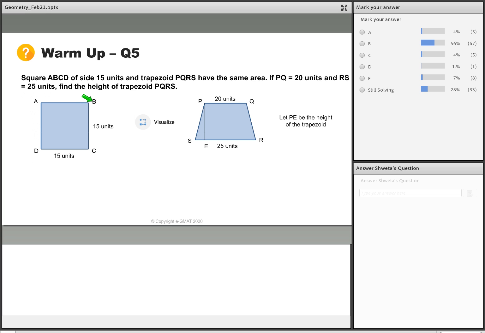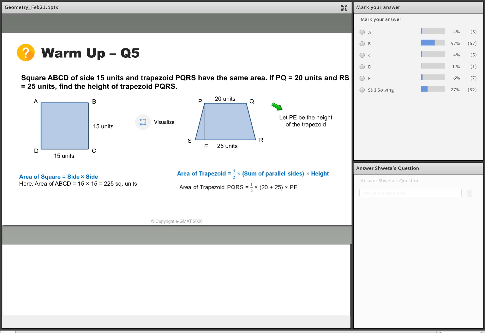Okay, let me just draw all of this. Look here. This is the square ABCD, side 15. This is the trapezoid PQRS. PQ was 20, RS was 25, and the height PE is what we have to find out, right? Now let's see. We already know that the areas are equal, so we first have to find the areas for both of them and then we'll equate them. Area of a square is side times side. Well, this is not any different from what you had for rectangles. In case you're wondering, we never had squares before. It's the same thing. Every square is a rectangle. It's a special rectangle. So you're just multiplying length and width. You get 225 square units.